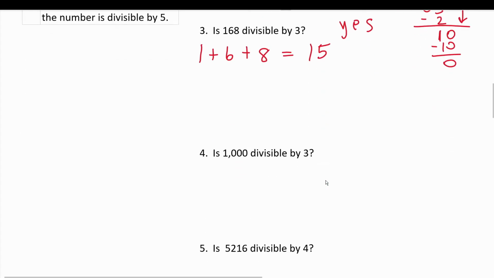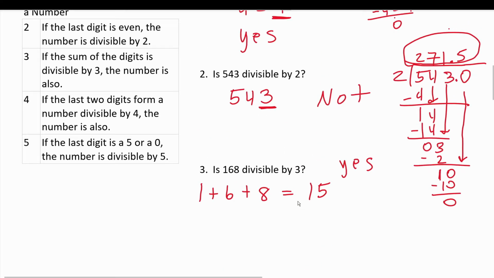All right. Next, it says, is 1,000 divisible by 3? Well, again, according to the rule, if the sum of the digits in 1,000 are divisible by 3, then 1,000 itself is divisible by 3. So let's sum those up. We have 1 plus 0 plus 0 plus 0, which is just 1. Is 1 divisible by 3? No. So in light of that, we can say that 1,000 is not evenly divisible by 3. Okay?